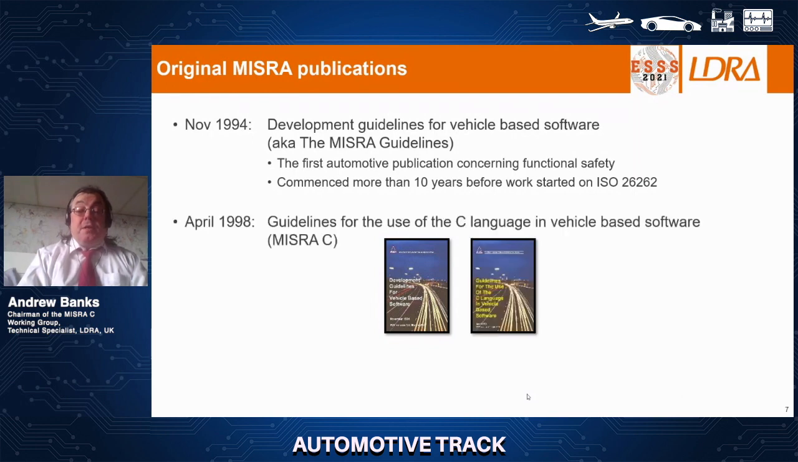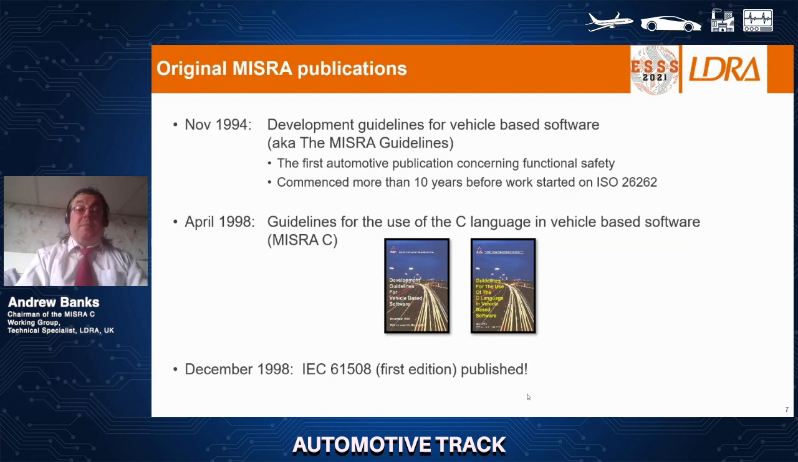After that was published, the same group, with a few extra people, created the guidelines for the use of the C language in vehicle-based software, or MISRA C. And this came about because more and more software was being developed using the C language, and the industry wanted some guidance of how to do that. And just to put this into a timeline context, IEC 61508, the granddaddy of functional safety standards, was published in December 1998. So all of this MISRA activity predates the international standardization community.